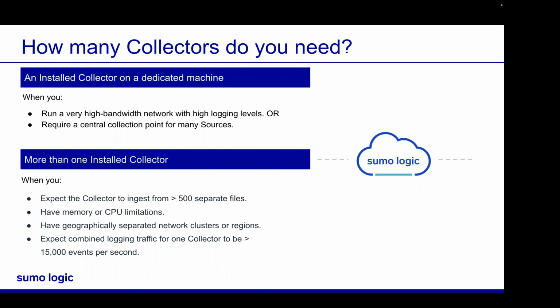Now, more than one installed collector is utilized, and the key points here are when you have to ingest more than 500 separate files, if you have high memory or CPU limitations, or another key one, if your collectors are expected to be logging traffic greater than 15,000 events per second. So those are just some bellwether things to be aware of.